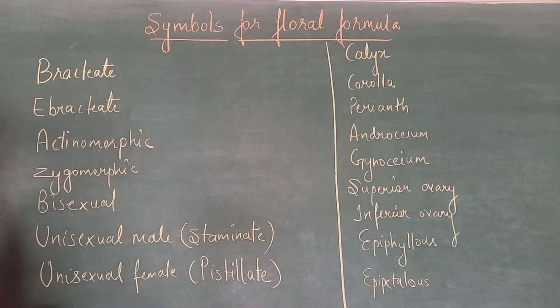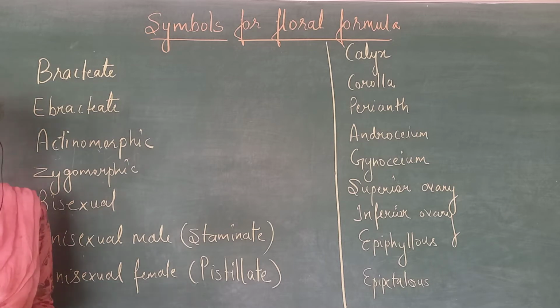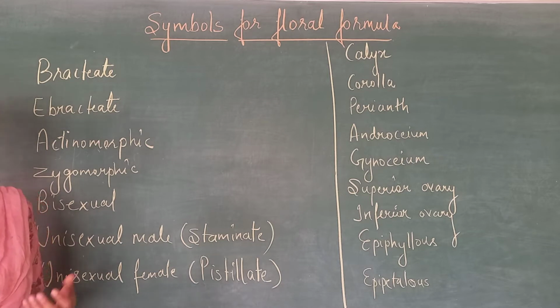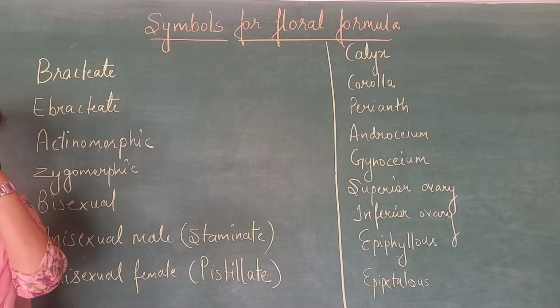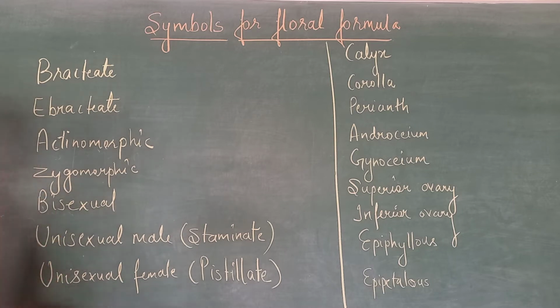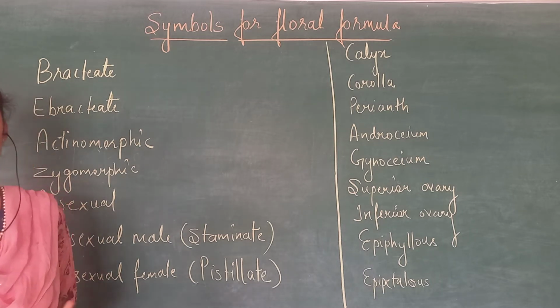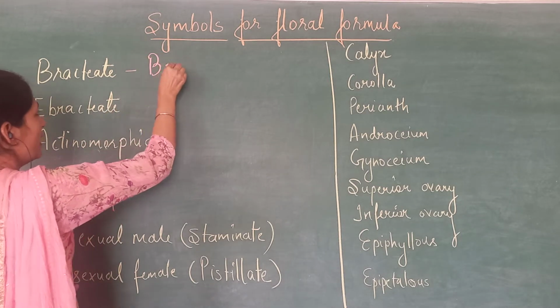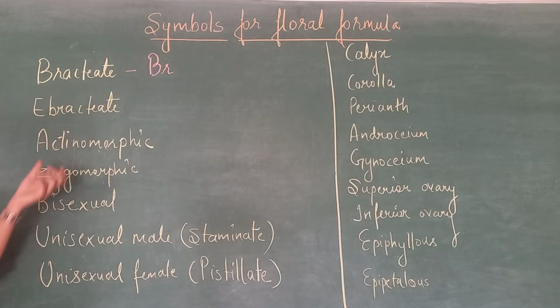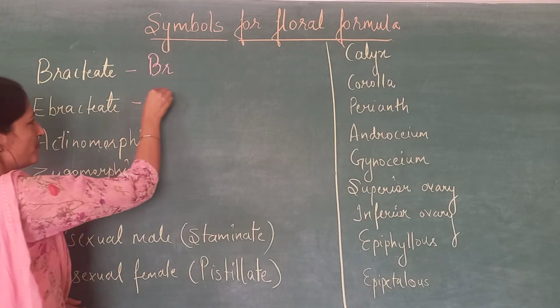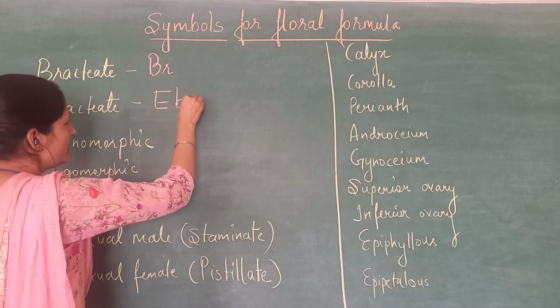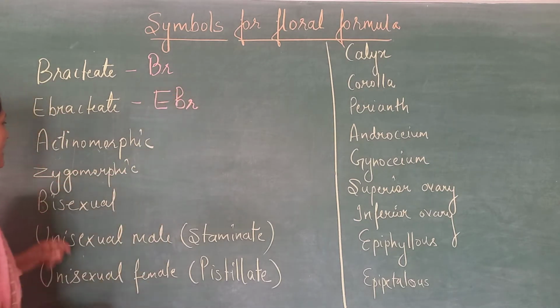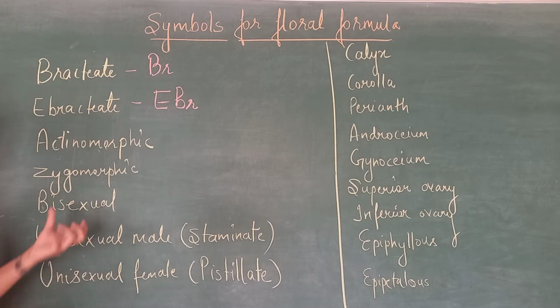So bracteates. The term bracteate is used for those flowers which have the bracts. What are the bracts? The external whorl outer to that of the sepals, that is, leaf-like structures which help in protecting the inflorescence. So that will be mentioned with BR. Ebracteate is where the bracts are absent, so it will be mentioned with EBR.